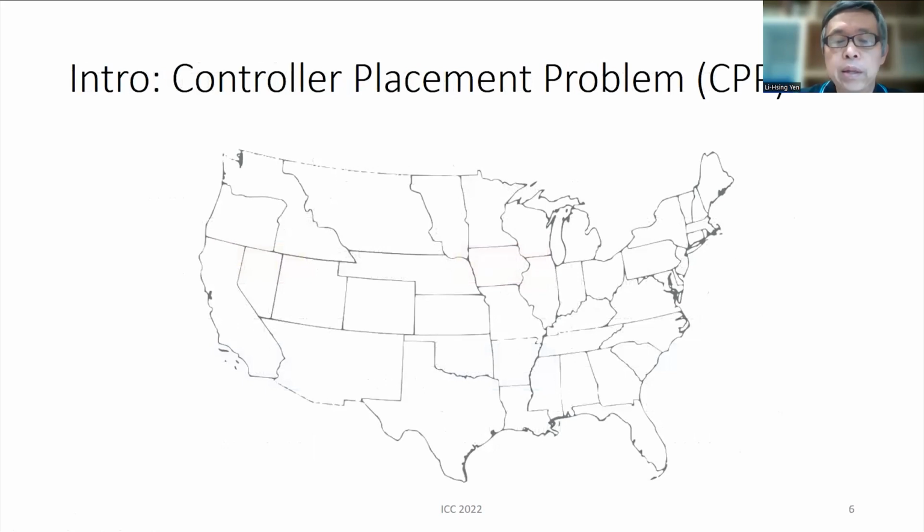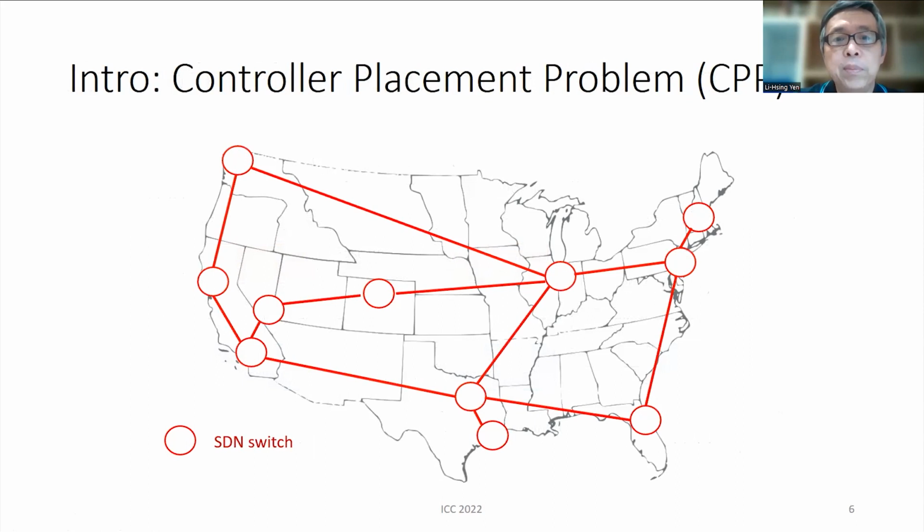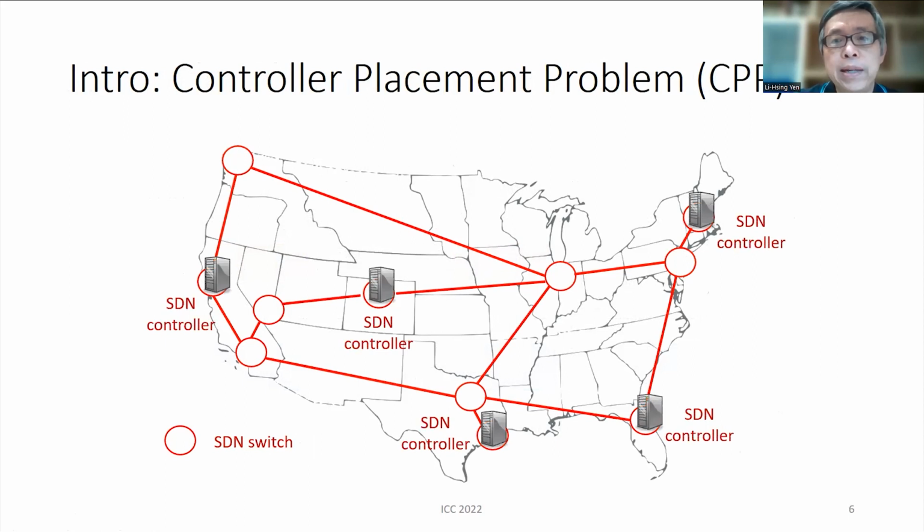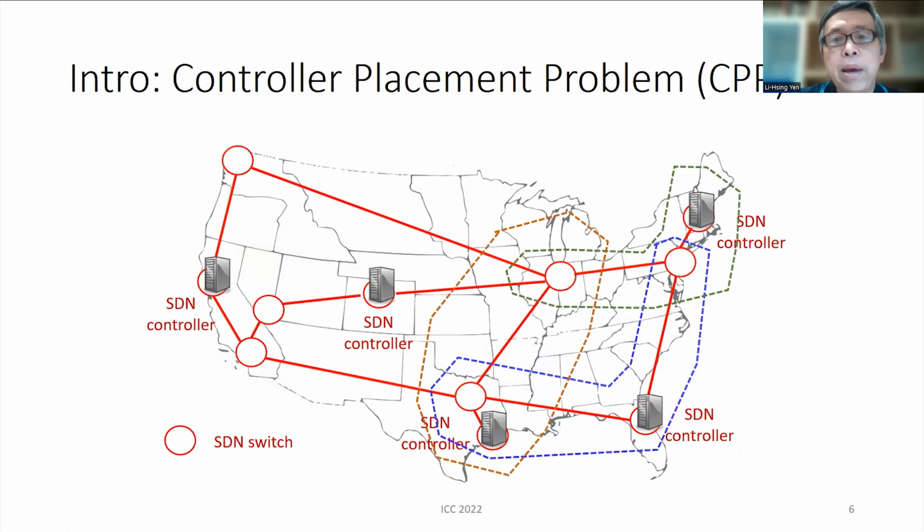So in a large area like the United States, we may have multiple geo-distributed SDN networks like this. Then we determine locations to place SDN controllers. These controllers will manage nearby SDN switches.